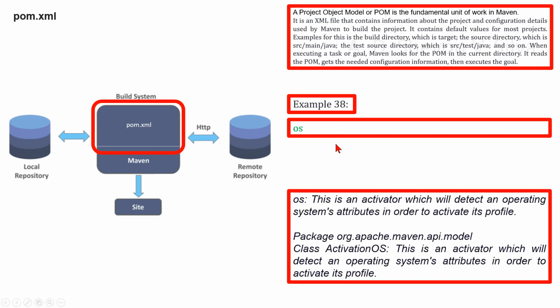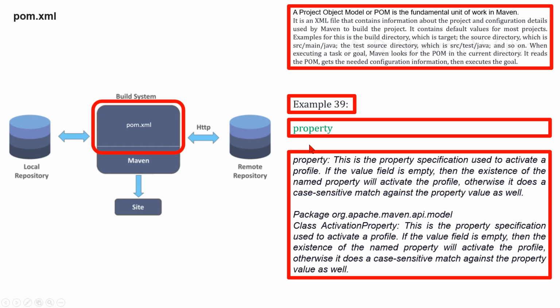OS. This is an activator which will detect an operating system's attribute in order to activate its profile. Regarding API, the class ActivationOS in package org.apache.maven.api.model. This is an activator which will detect an operating system's attribute in order to activate its profile.